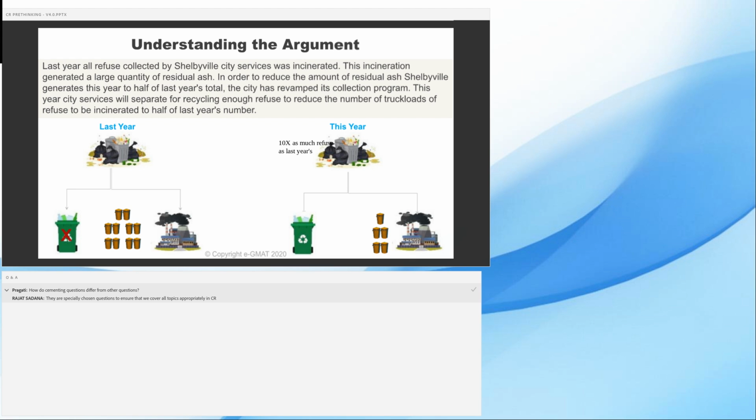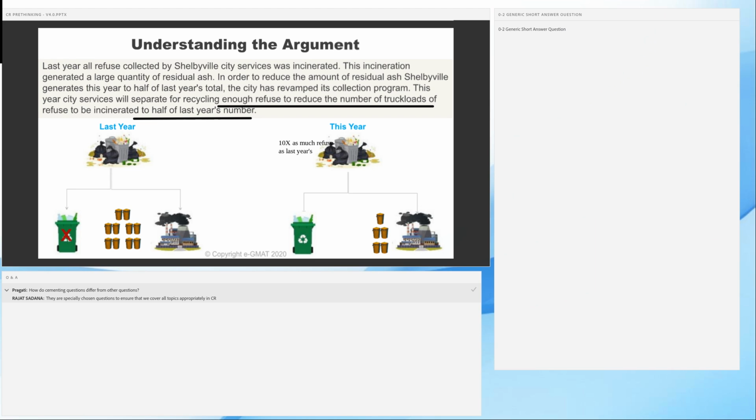Okay. And the key to the answer is this statement here. This year, city services will separate for recycling enough refuse to reduce the number of truckloads to half of last year's number. What they're really saying is, regardless of the amount of garbage we collect, we're only going to send half as many trucks as we sent last year for incineration. So if we sent 10 trucks last year, this year we're going to send just 5. Can you see the translation of this statement into this answer over here?